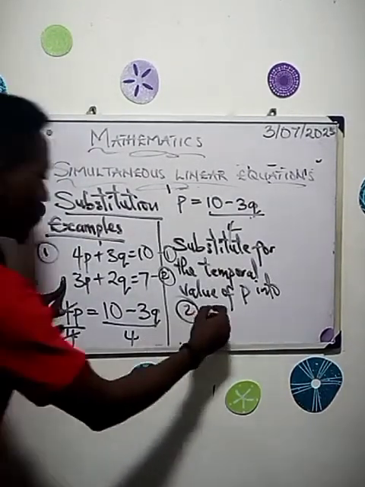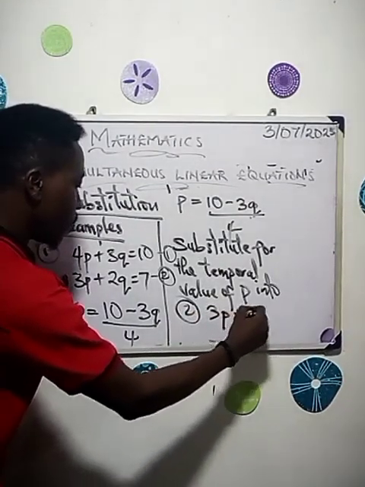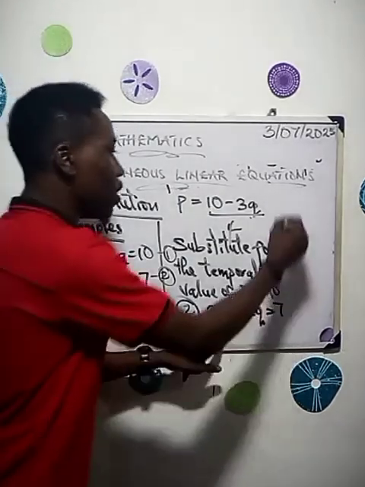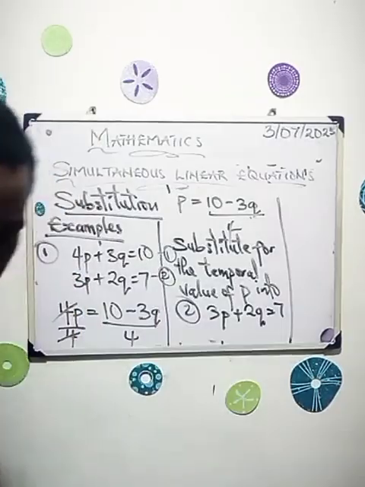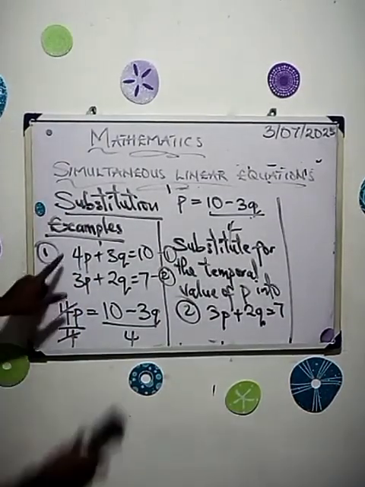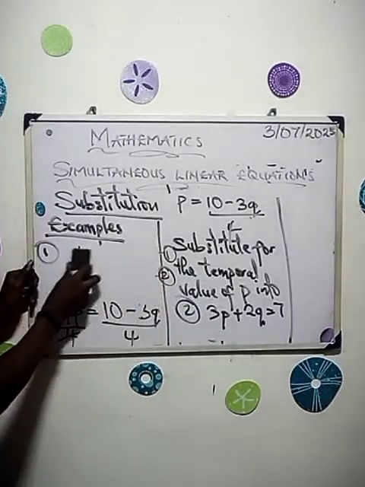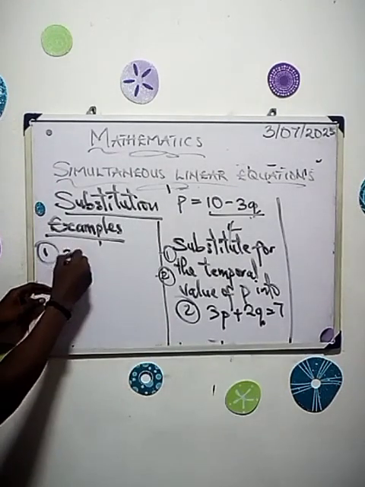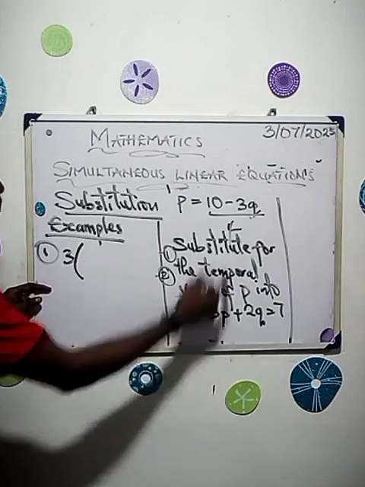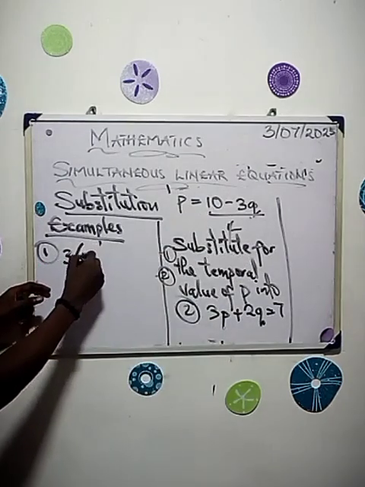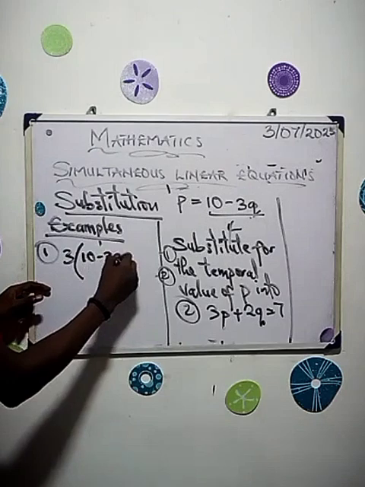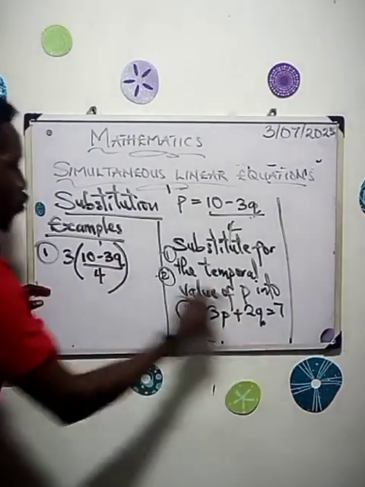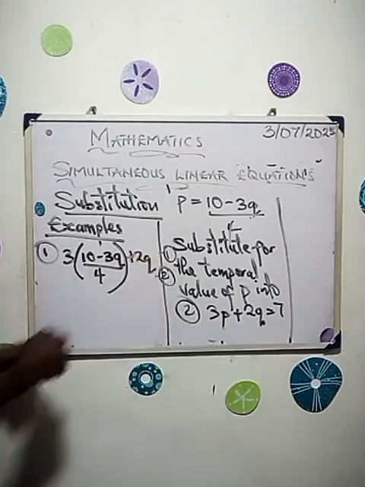Equation 2 says 3p plus 2q equals 7. So where we have p, you're going to have 3 into bracket: 10 minus 3q, all over 4, plus 2q equals 7.